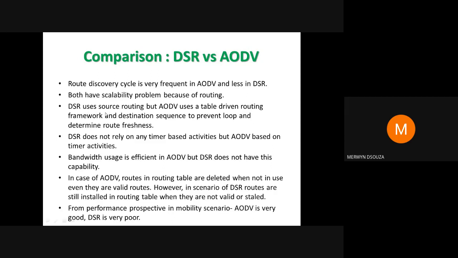I've already mentioned that DSR is using source routing, but AODV is using hop by hop routing. Then, already this is also mentioned that DSR does not have any timer, but AODV has some kind of timer for the entries. So you can just read, I've already explained this.